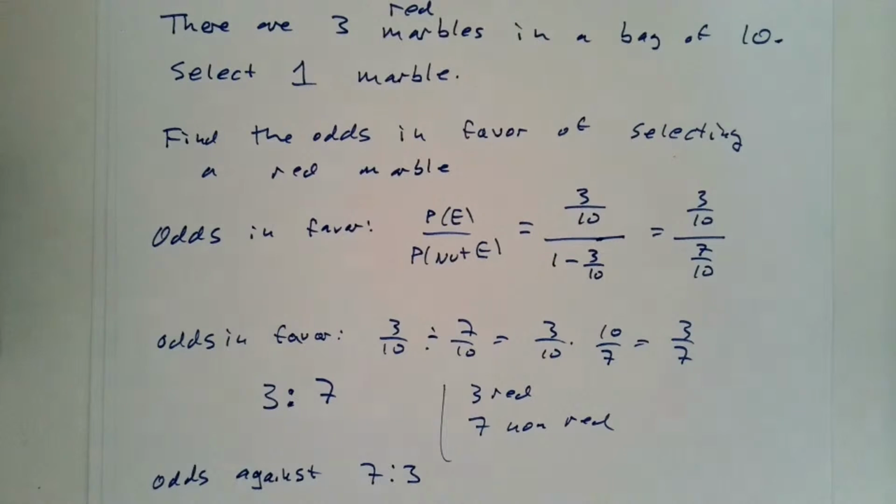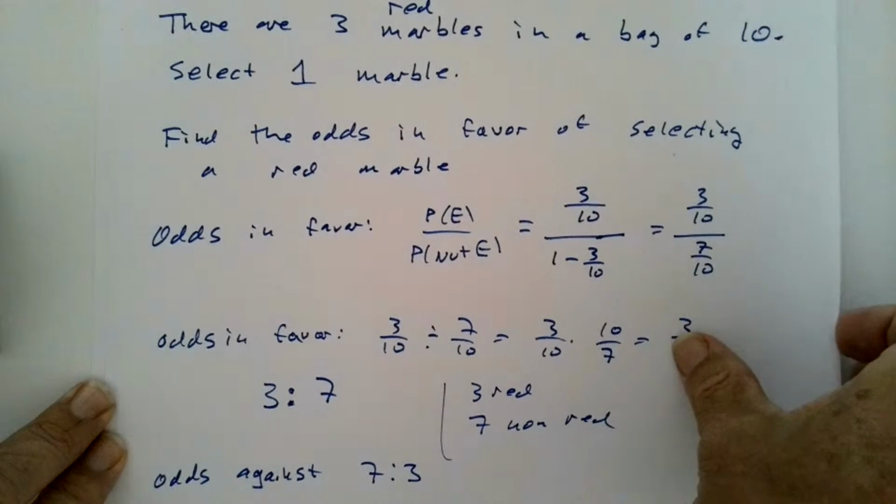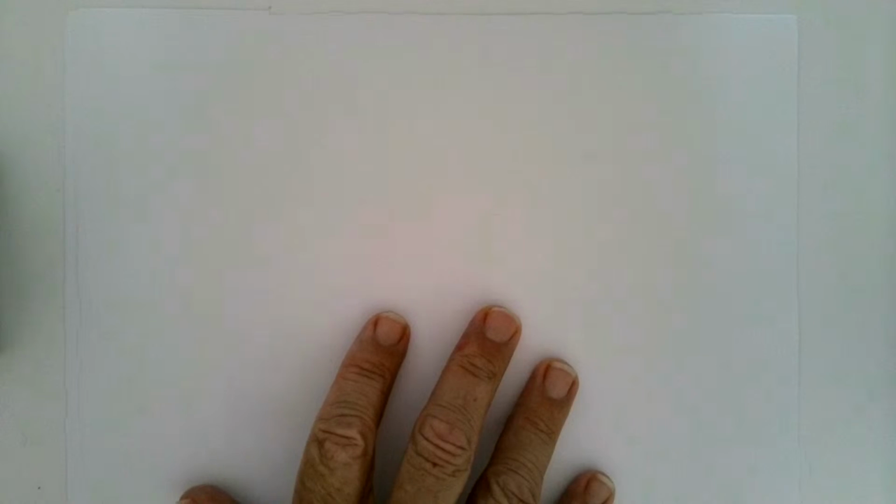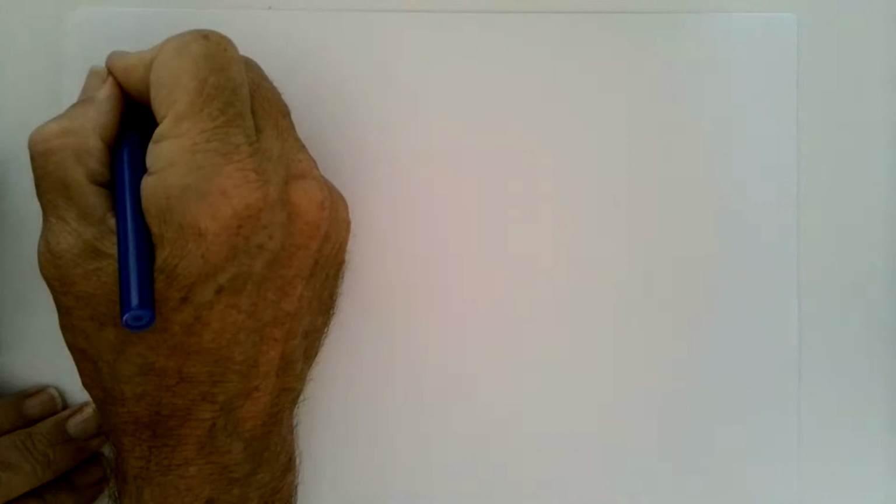Okay, let's take a look at another example. This time we're going to choose a card from a standard deck of 52. That is our experiment: 1 card is selected from a deck of 52.